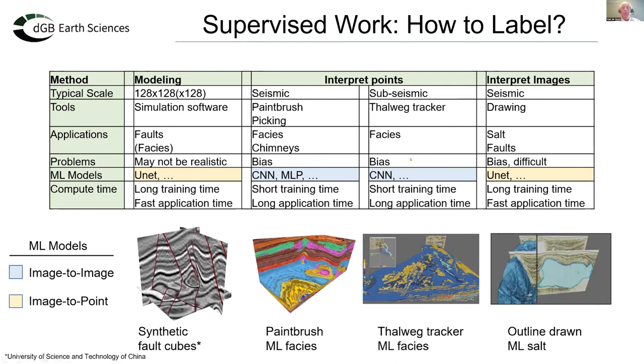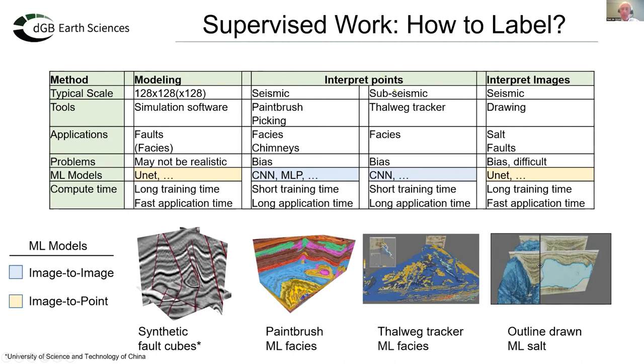So if we do interpretation of points, then we can use that on the seismic scale. And then we have a tool like a paintbrush to really create big blobs of data. And then we sample these blobs. We extract the information that we need, either in the form of attributes or in the form of small cubelets centered on these points. And then we train a CNN or a multilayer perceptron. Training times are generally short, but it takes an enormously long time to apply, especially if you have large blocks of data going in and only one output at every sample position.